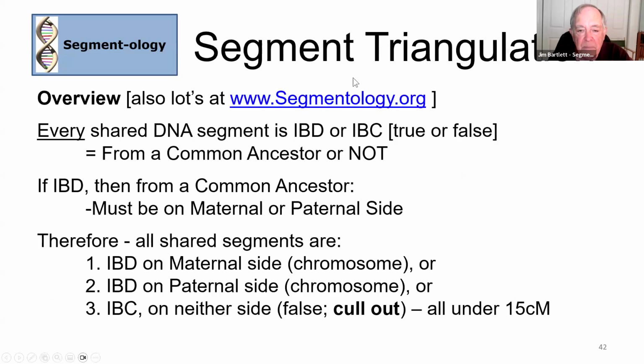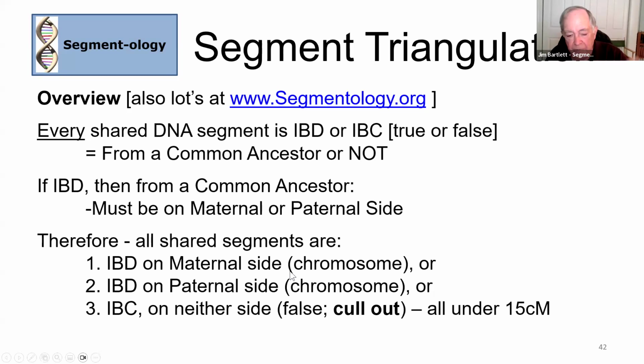So I'm going to talk about segment triangulation here a little bit. There's lots more at segmentology.org. Every DNA segment is either IBD, true or false, and it's from a common ancestor or not. The true ones are from a common ancestor, the false ones are not. If it's true, it must be on a maternal or paternal side. So all shared segments are either on your maternal side on a chromosome, say 6, or on your father's side on chromosome 6, or neither.